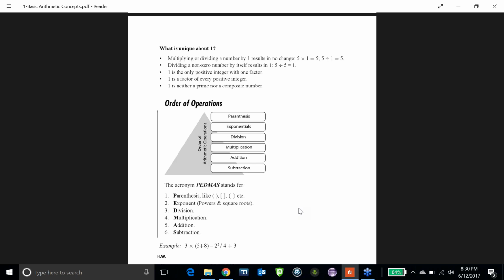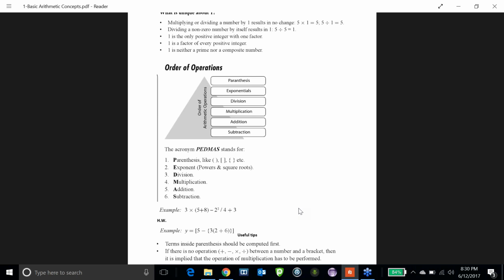Now coming to the concept of the PEDMAS rule, which is the most important thing. PEDMAS is nothing but the order of operations. It is just a name which we use to remember the order of operations, where P stands for parenthesis. Parenthesis is nothing but brackets, and E stands for exponent. Exponents are nothing but powers and square roots, and D stands for division, M stands for multiplication, A stands for addition, and S stands for subtraction.